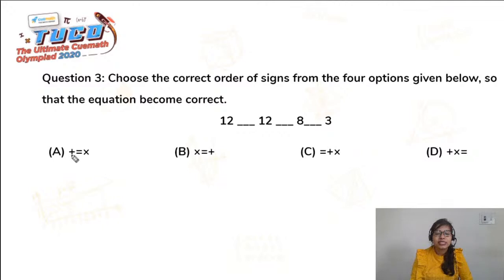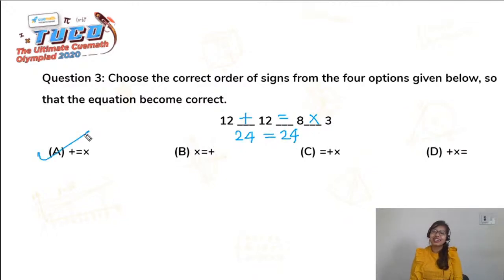Okay. So the first one is plus equal to times. So if I put a plus here and if I put a plus here, if I put an equal to here and if I put a multiplication here, is this being satisfied? 12 plus 12 is giving us a 24 is equal to 8 times 3 is 24. That's it. The first option itself is satisfying our result. I hope that was clear enough. You all can go ahead and try for the other options. You would not be getting it as the same result on both the sides.